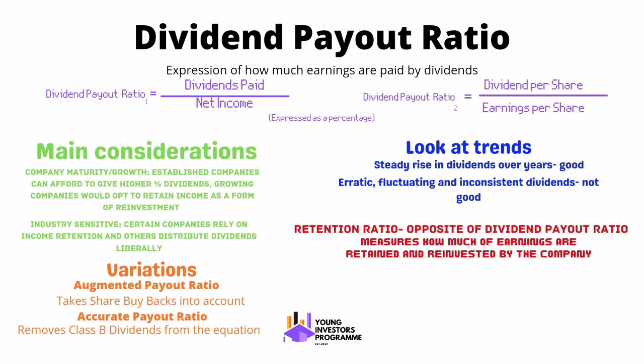And then conversely to this ratio, you have the retention ratio, which is the opposite. To calculate it, it would be 1 minus the dividend payout ratio. It would measure how much of earnings are retained and reinvested by the company. This is quite an interesting figure to look at for certain companies. But then again, remember that it's all case sensitive and you would have to assess the nature of your company and the industry.